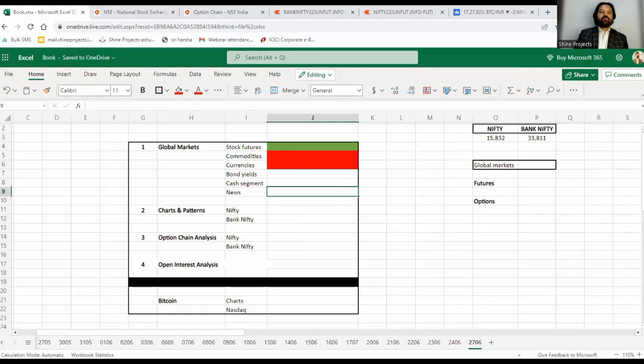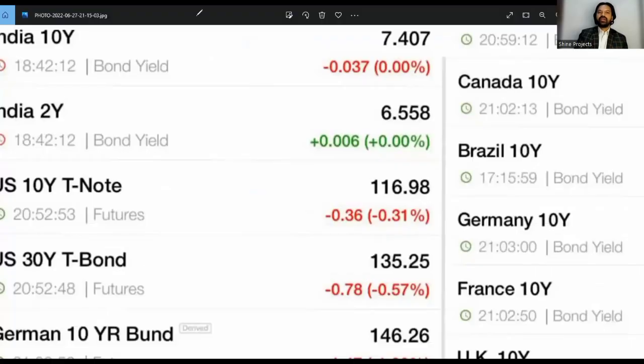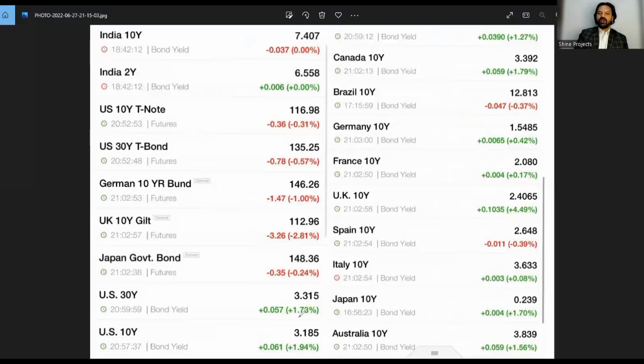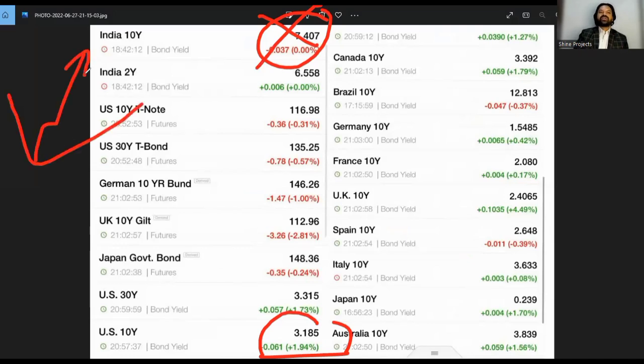So the bond yield data is here. Within the bond yield space, we will give a lot of importance to the Indian 10-year treasury yield, and we will also be looking at the US 10-year treasury yield, which is towards the bottom. Indian, I think it is flat. There is no movement, so I'm not considering it. The US 10-year treasury yield has gone up. If the US 10-year treasury yield goes up, the US stock market will fall down, maybe in today's trading session or in the subsequent trading sessions, which is very bad for the global stock markets, including the Indian stock market.